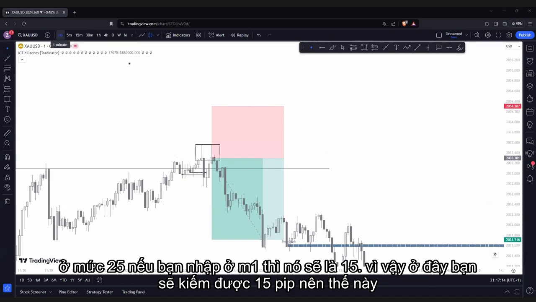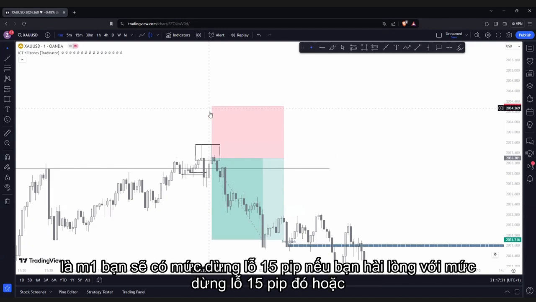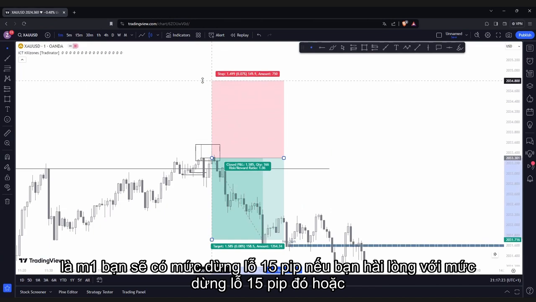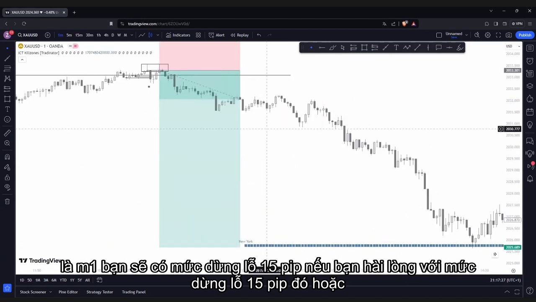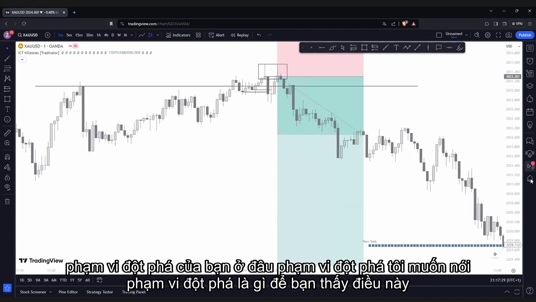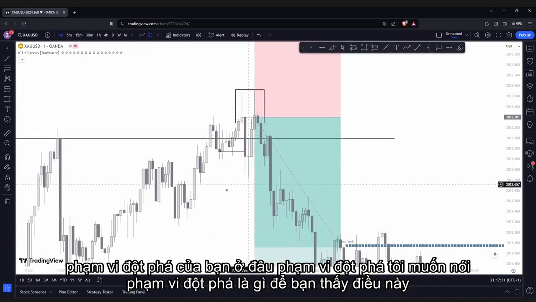If you enter at M1, it's going to be 15. So here you're gonna go for 15 pips. So this is M1. You're gonna have either 15 pips stop loss, if you're happy with that, or breakout range. Where is your breakout range? What do I mean by the breakout range?